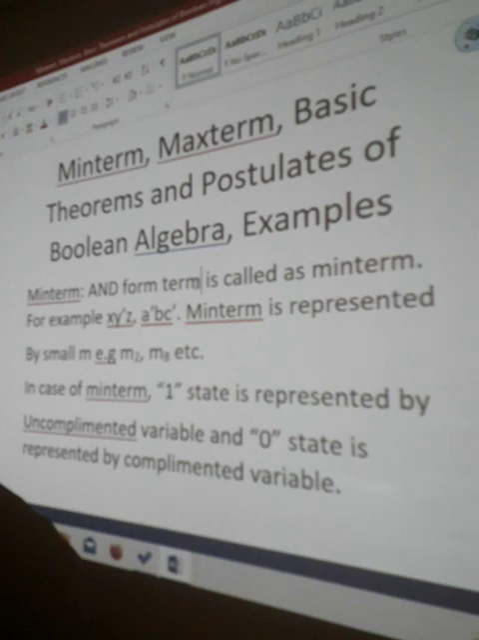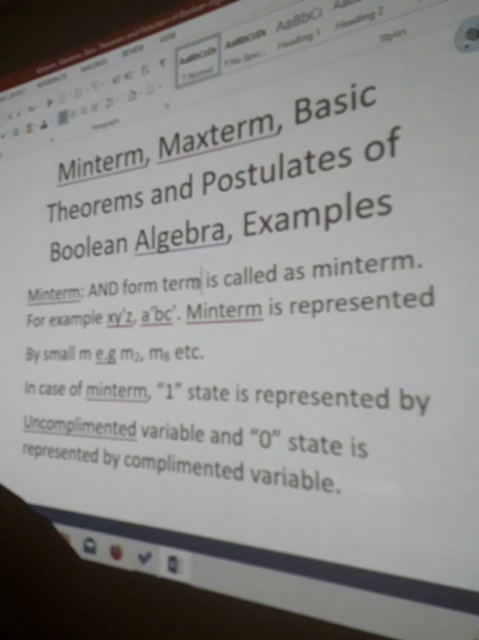We will discuss different terms which are used in digital electronics. Number one, Minterm, then Maxterm, then basic theorems and postulates of Boolean Algebra, and some examples related to the simplification of a Boolean function. First of all, I define Minterm.